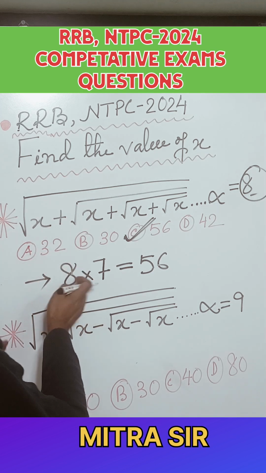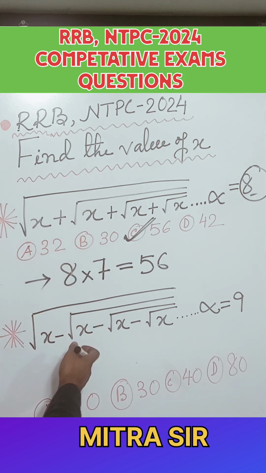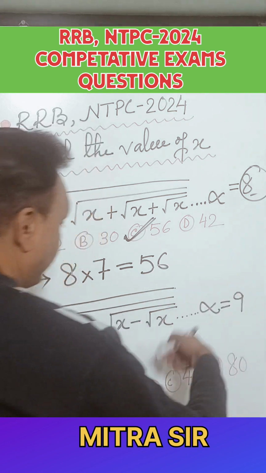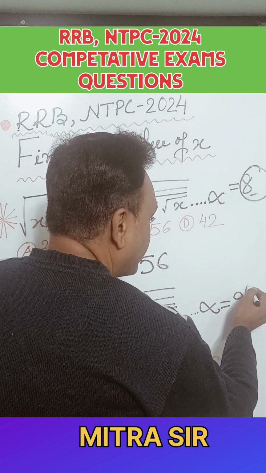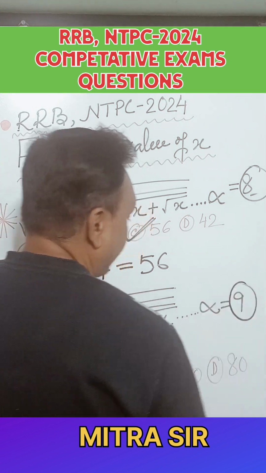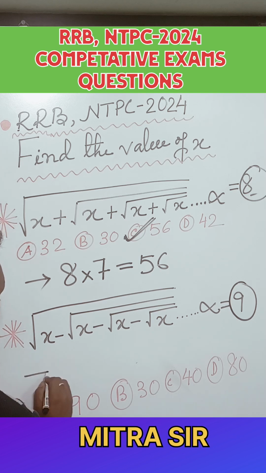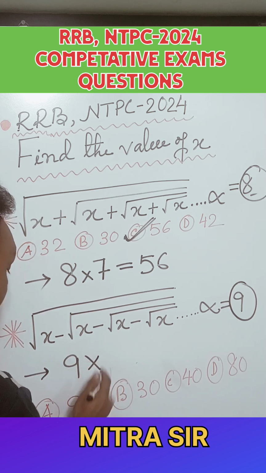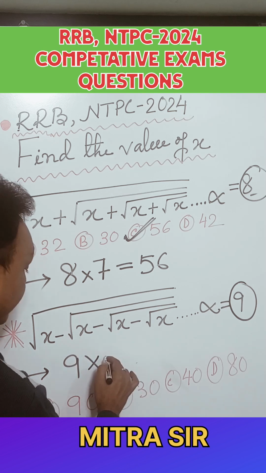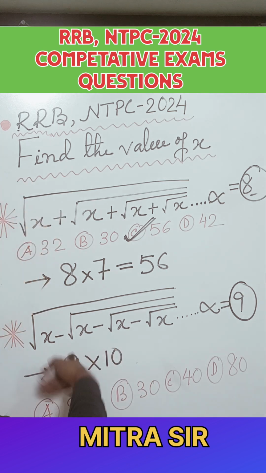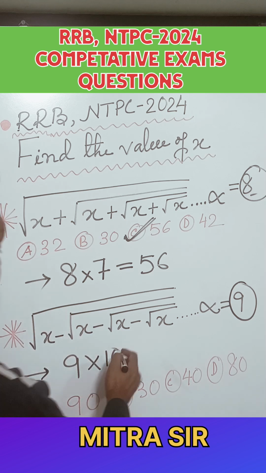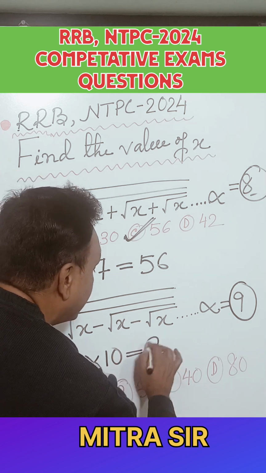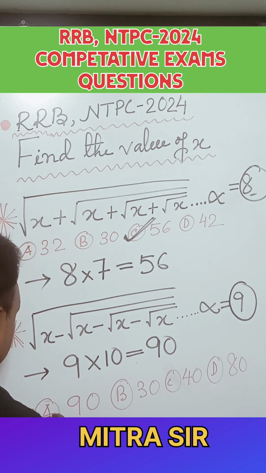In case of plus you have to multiply with the previous number. In case of minus you have to multiply with the next number, the number which is given as the value of this expression, that is 9. So take 9. In case of minus, you have to multiply with the next number after 9. After 9 comes 10, right? 9, then 10. So if you multiply 9 times 10, you will get 90. Now option A is the correct answer.